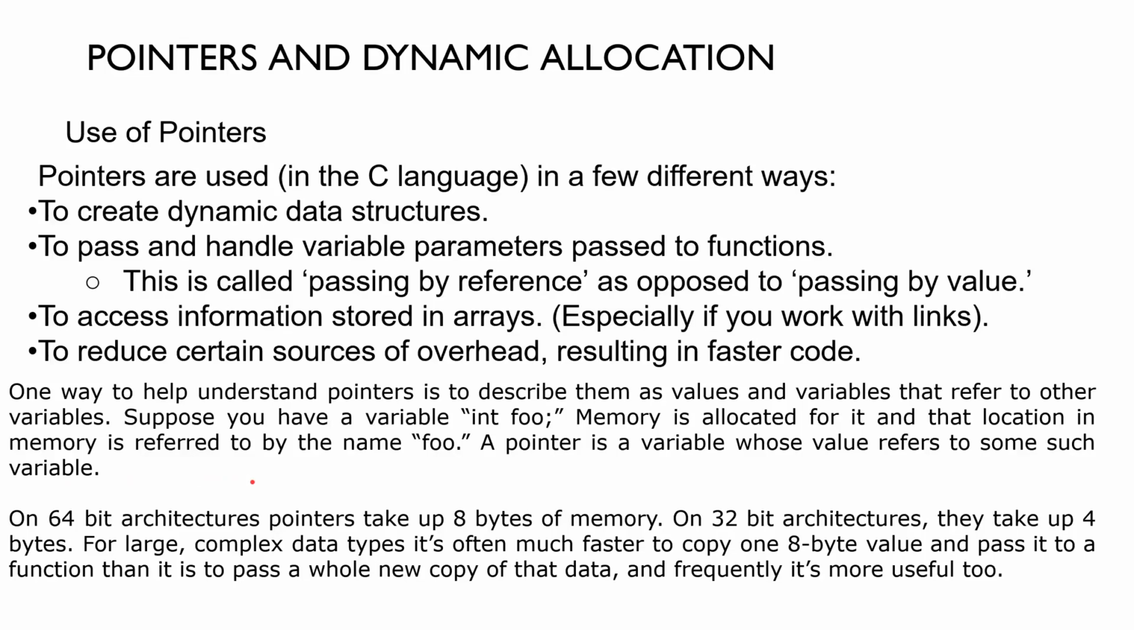On 64-bit architectures, pointers take up 8 bytes of memory. On 32-bit architectures, they take up 4 bytes. For larger, complex data types, it's often much faster to just copy a pointer to it and pass it along to a function than it is to create a whole copy of that data and pass it on to that function. And typically it's more useful too, because if you have a large data structure like that, in general you're going to want to keep it around and modify it directly instead of passing copies around and trying to use the assignment operator on it.